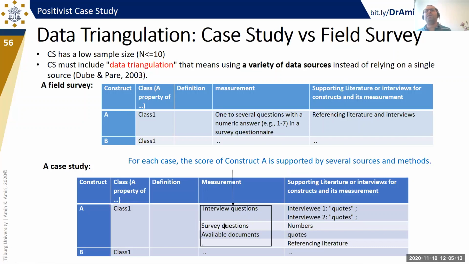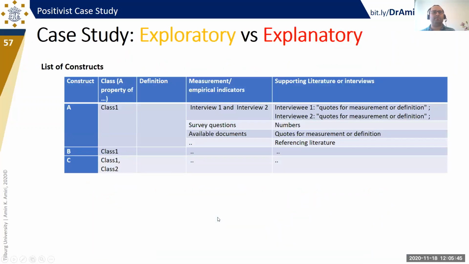So that's the main difference between case study and field survey in the table of constructs. In the field survey, you usually have 2 or 3 questions with a score of 1 to 7. But in a case study, when you try to measure a construct, not only do you ask those questions where the answers are 1 to 7, but you also try to ask some open-ended questions. You gather secondary data to make sure that that value is correct. So that was the difference between a case study and field survey.